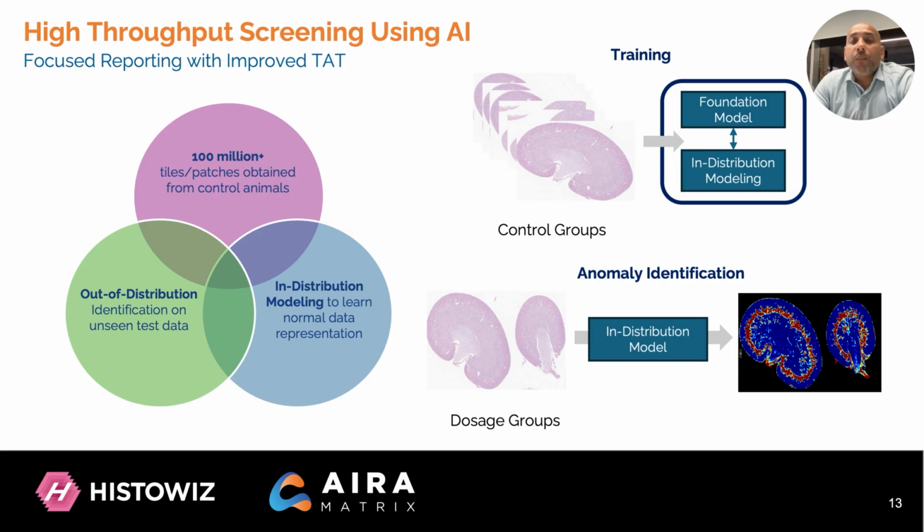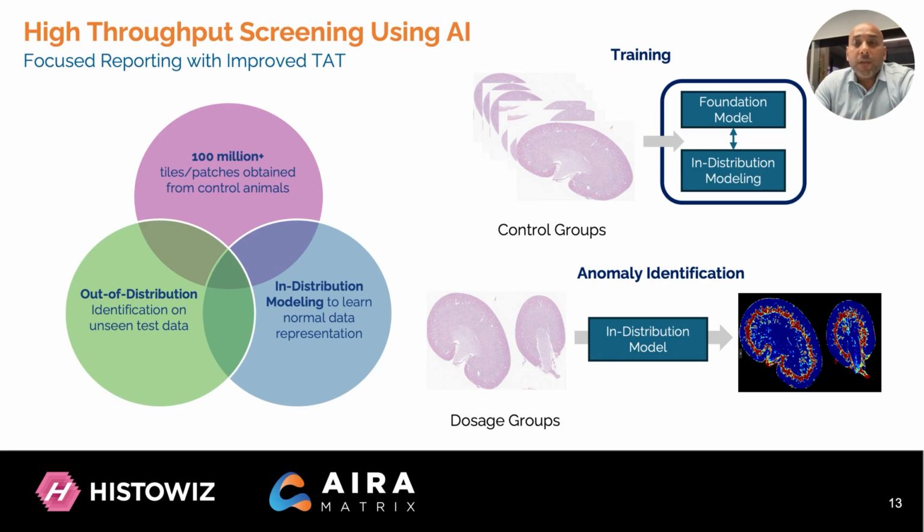This is where unsupervised anomaly detection plays a game changing role. Instead of relying on predefined labels and human annotation, these AI driven models learn patterns directly from the normal control data, identifying deviations that may signal potential toxicological risk. The power of this approach lies in its ability to handle high throughput screening efficiently.